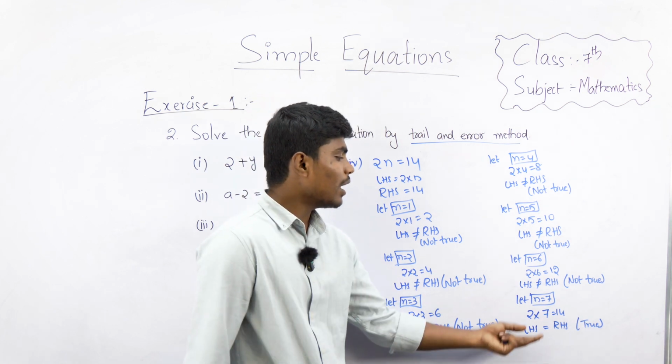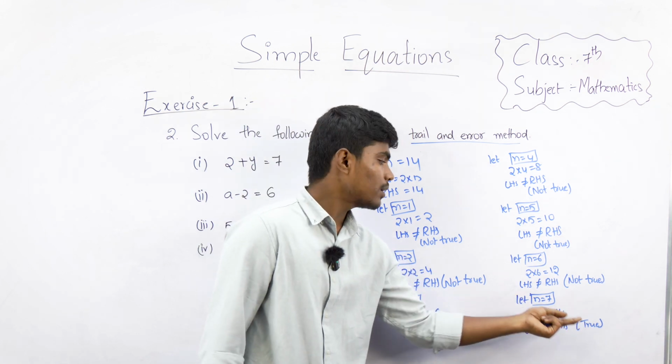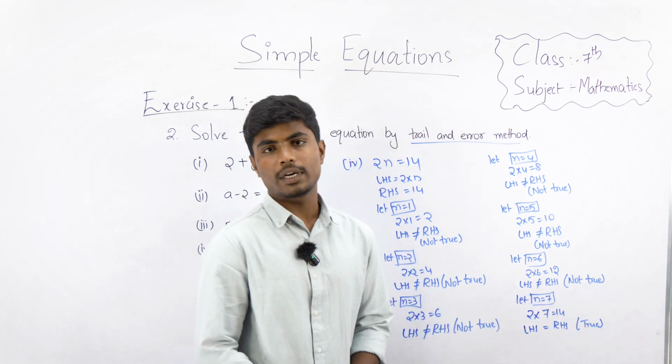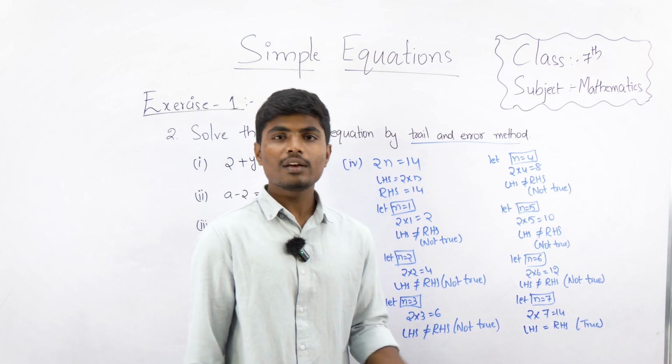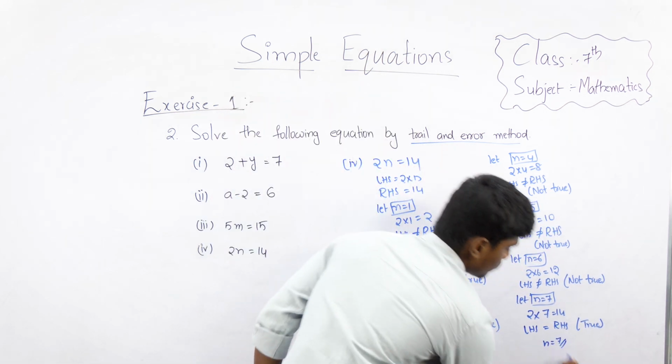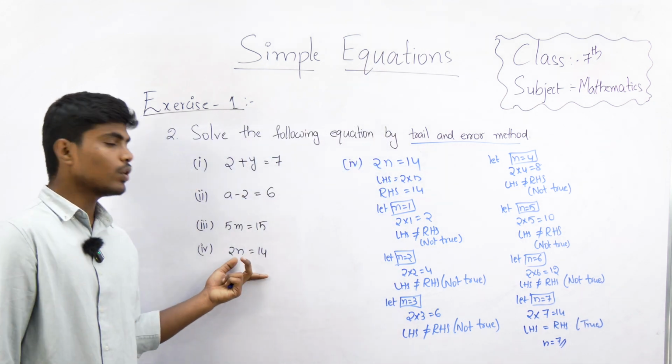So for what value of n did we get a true statement? n equal to 7. For 7 we got the true statement. So what is the value of n? The value of n is 7. So n equals 7. This is the solution for the fourth problem.